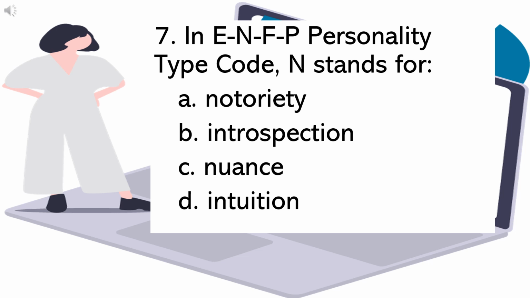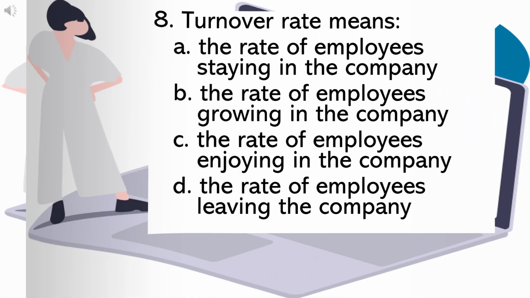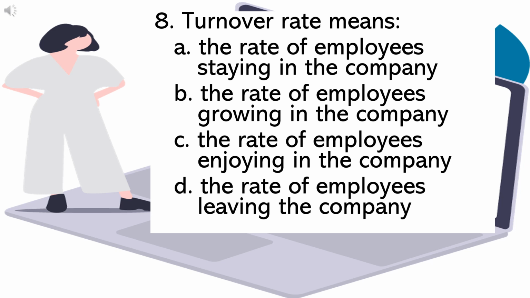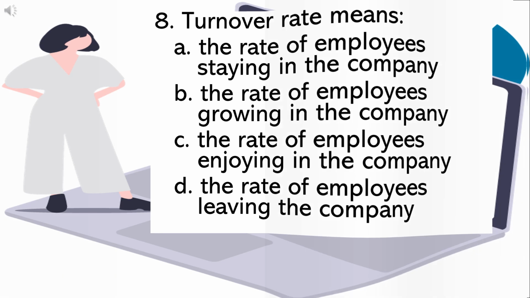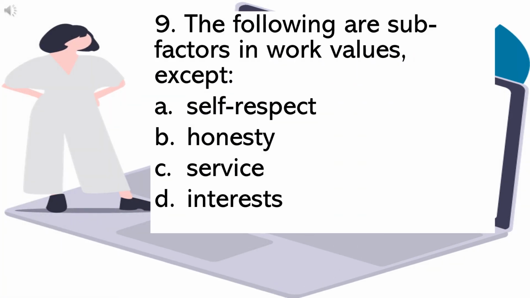7. In ENFP personality type code, N stands for A. Notoriety, B. Introspection, C. Nuance, D. Intuition. 8. Turnover rate means A. The rate of employees staying in the company, B. The rate of employees growing in the company, C. The rate of employees enjoying in the company, D. The rate of employees leaving the company. 9. The following are subfactors in work values, except A. Self-respect, B. Honesty, C. Service, D. Interests.